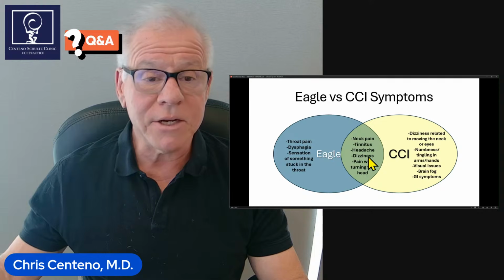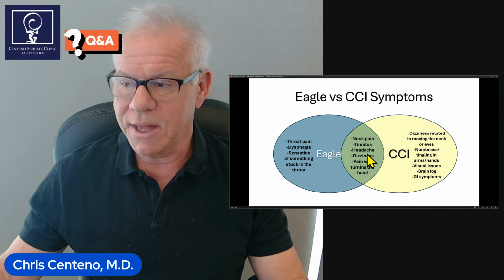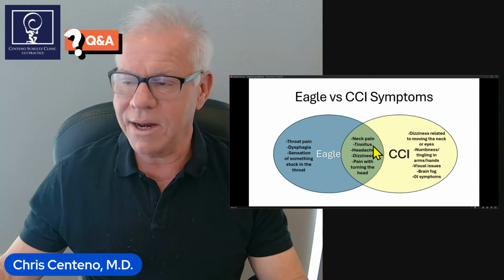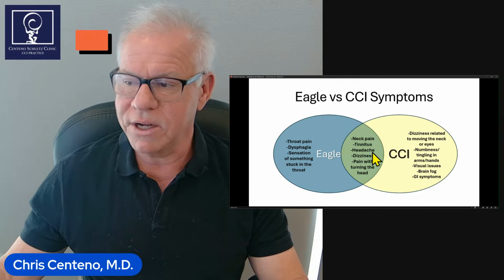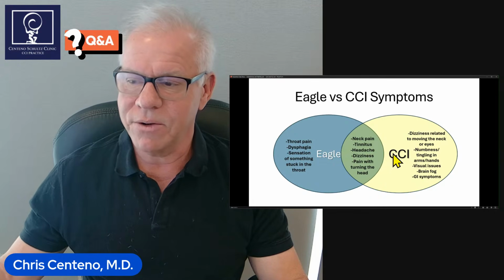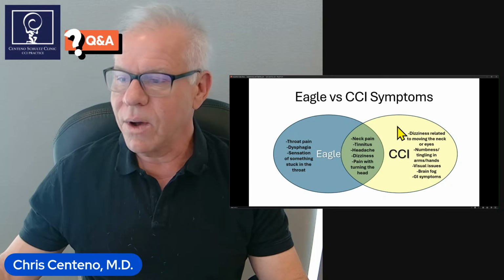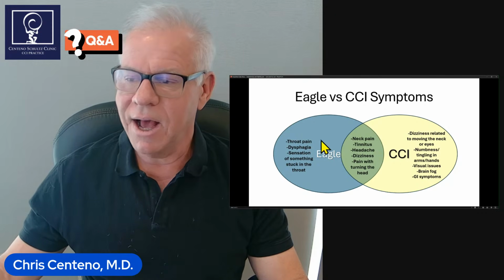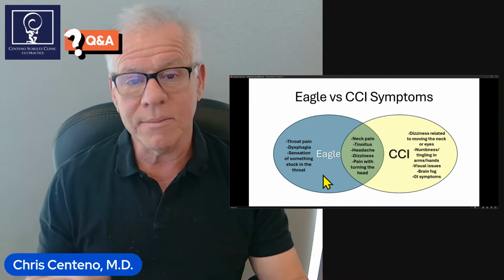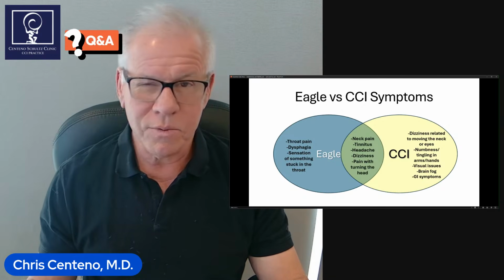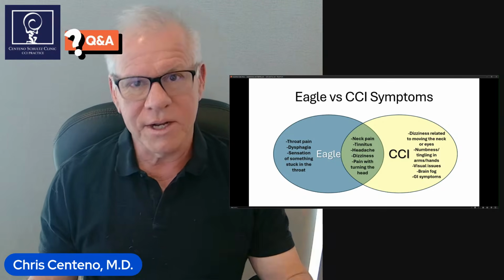The CCI patients tend to have neck pain. Some of the Eagle patients tend to have neck pain, tinnitus, which can be from internal jugular vein compression, headache, dizziness, pain with turning the head, etc. So as we look at these two things, there's quite a bit of overlap between the symptoms of these two problems, which is really where we start to run into issues.